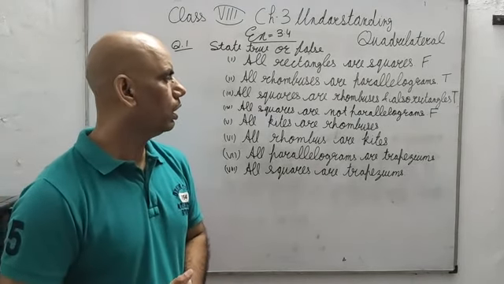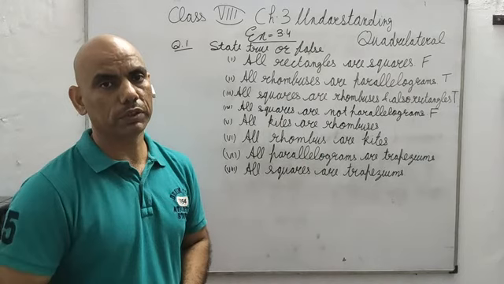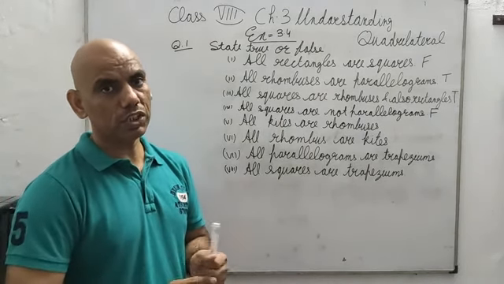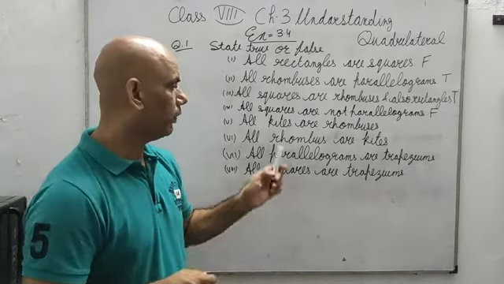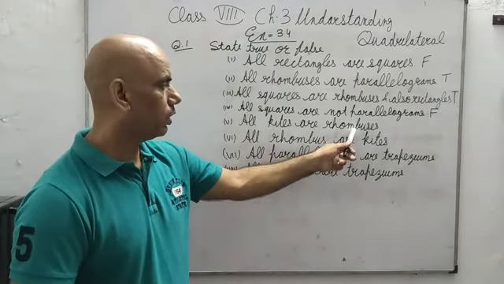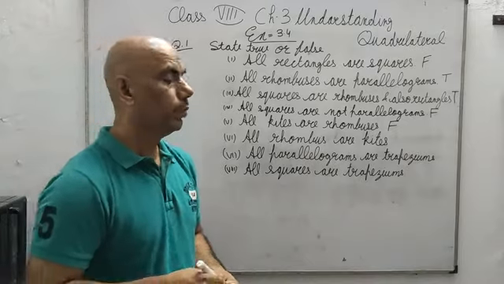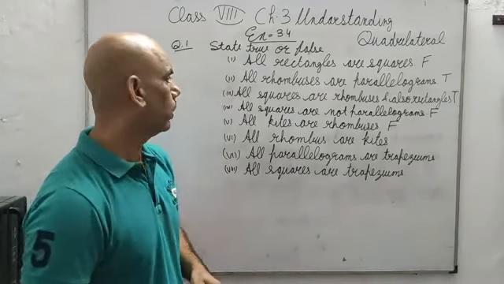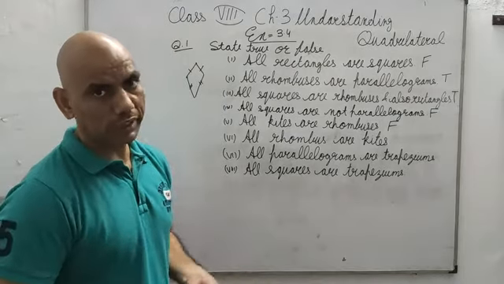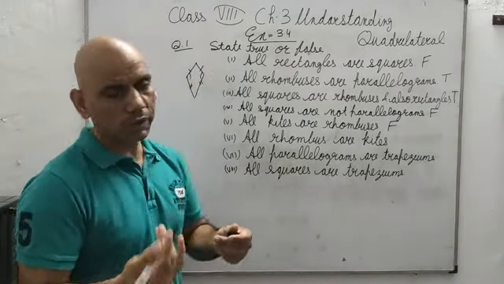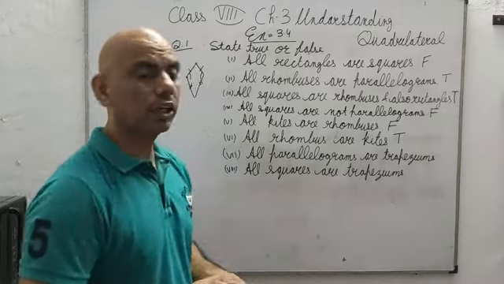Next, all kites are rhombus. It means a kite must contain all the properties of a rhombus, which is not there. Because a kite contains just one property of a rhombus, that it has two pairs of adjacent sides equal, while a rhombus contains all the sides equal. So a kite does not contain all the properties of a rhombus, but a rhombus contains all the properties of a kite. What are the properties of a kite? That it must have two different pairs of sides equal, so that is there in a rhombus, and it has these angles equal, so this is also there in a rhombus. So all the rhombuses are kites, but all the kites are not rhombuses.